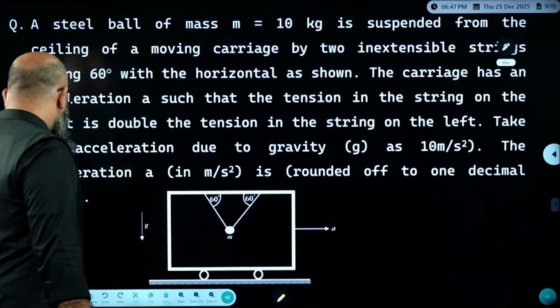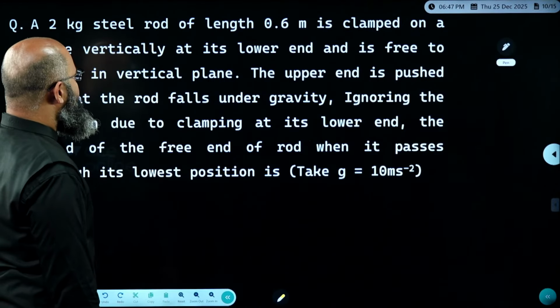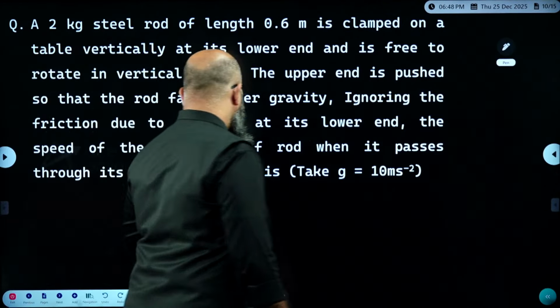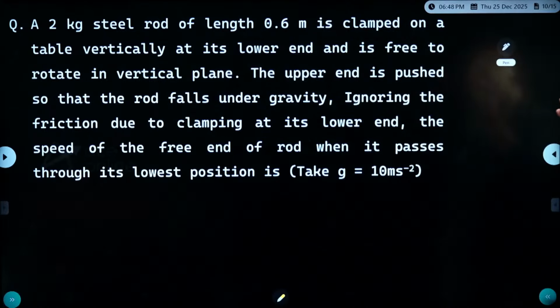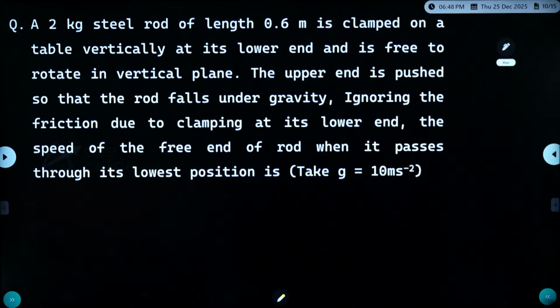This again is Newton's second law. Let me take some other questions so that we save time. Let me take this question. The question says a 2 kg steel rod of length 0.6 meter is clamped on a table vertically at its lower end and is free to rotate in a vertical plane. The upper end is pushed so that the rod falls under gravity. Ignoring the friction due to the clamping at the lower end, the speed of the free end of the rod when it passes through the lowest position is.